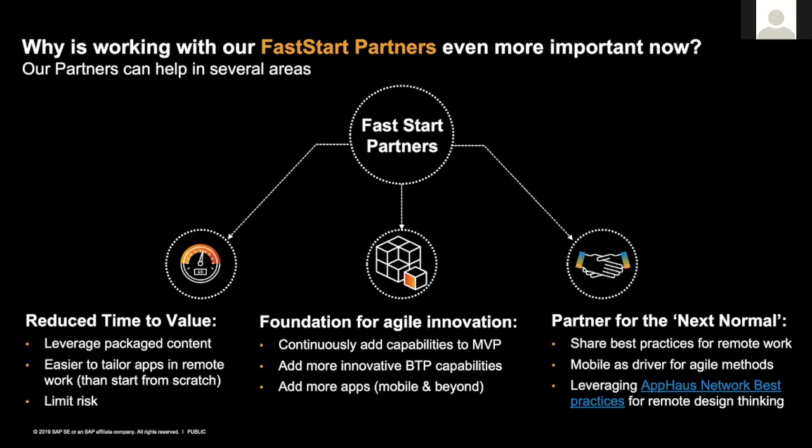And then coming back to the next normal and the partner role in that. So these App House network partners are doing a great job there. Next to the FastStart partners we have highlighted, partners like Extentia are part of that. And I would definitely recommend also to check out this link with the blog of the App House partners, how they changed from the on-site design thinking to remote design thinking. That's very valuable to understand these best practices, and they've done a great job explaining how you as a customer can take advantage of that.